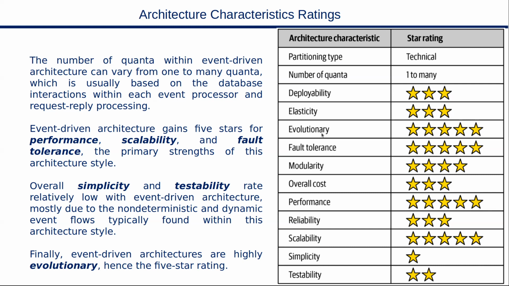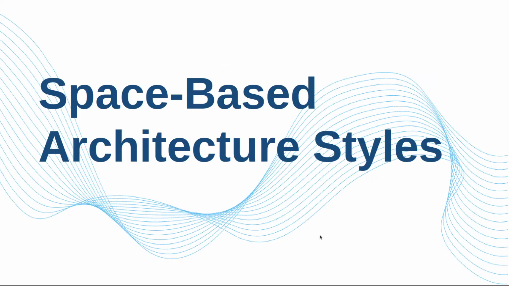So you can see here that some of the marks are much bigger than, for example, what we have with the monolithic, layered, or pipe and filter approaches, for example for scalability. But from the other side, if we compare the simplicity and testability, it will be much more complex to do than with the monolithic one. Next we will take a look at the space-based architecture style. Now let's make a pause.